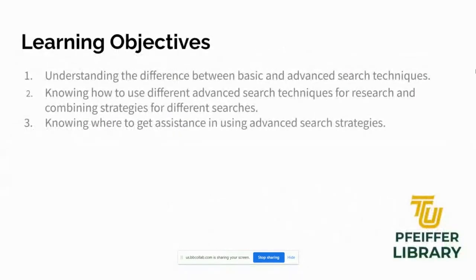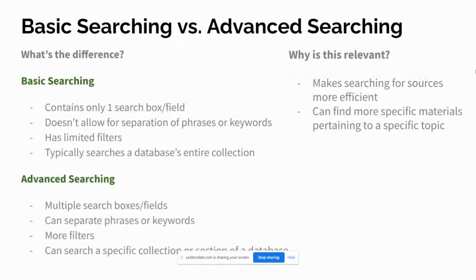So our learning objectives for this session are three main ones. First, understanding the difference between basic and advanced search techniques. I'm going to outline what you can do when doing basic and advanced searches and the difference between the two. Second is knowing how to use different advanced search techniques for research and combining strategies for different types of searches. And then knowing where to get assistance in using advanced search strategies. So they're pretty straightforward here. So I'm going to start with going through basic and advanced search techniques and making sure you understand the difference.